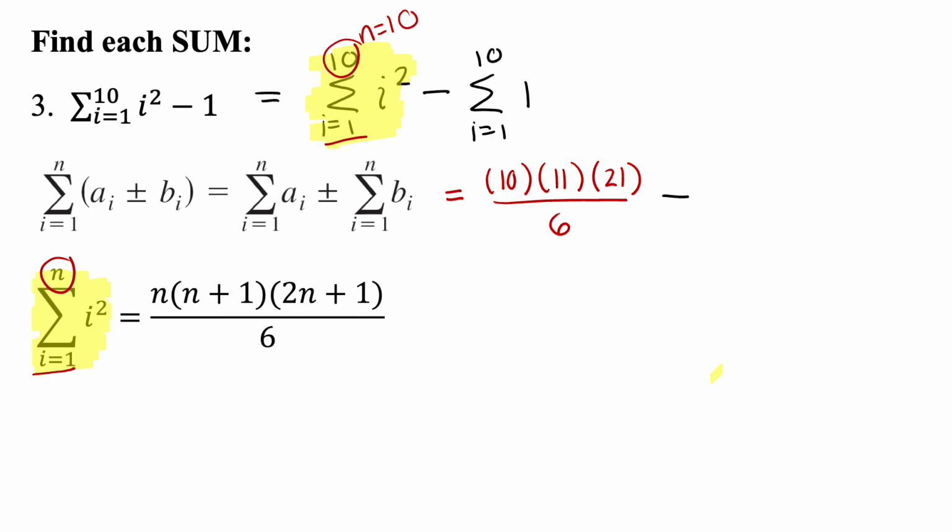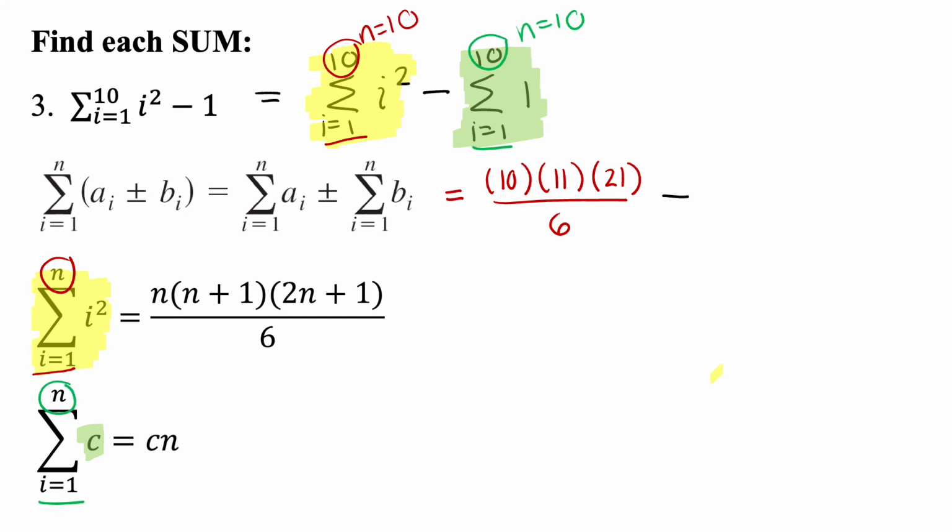And then we're going to subtract the summation from when i equals 1 to 10 of 1. Well, 1 is just a constant c. So again, a quick visual scan, make sure we're starting at 1, which we are. Our n value here is going to be equal to 10, and then our c value is equal to 1. So this summation is just equal to c times n. c is 1 times n, which is 10.